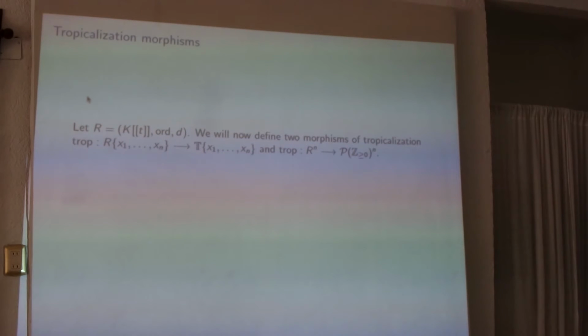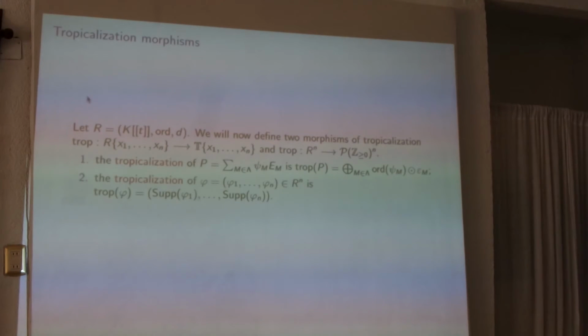I will now introduce tropicalization morphisms. Once again, let R be that ring. I will now define two morphisms of tropicalizations. The first one is going to take a classical differential polynomial and transform it into a tropical differential polynomial. And the second is going to take an n-tuple of series and transform it into an n-tuple of subsets of non-negative integers.